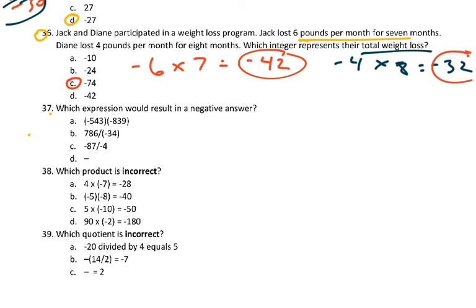37 says which expression would result in a negative answer. So you're looking for a negative times a positive or a negative divided by a positive. Negatives and positives, when you multiply or divide, give you negatives. So the only one that does that is B.